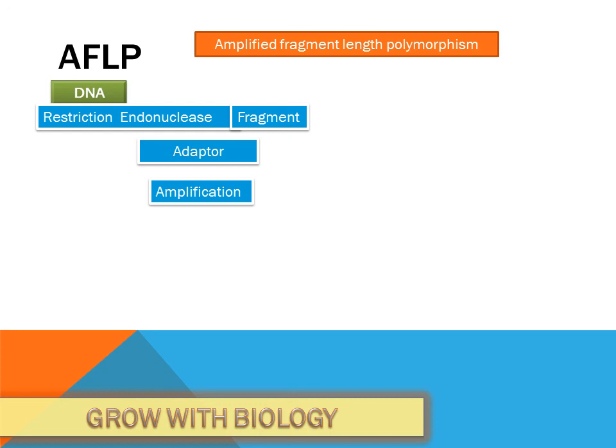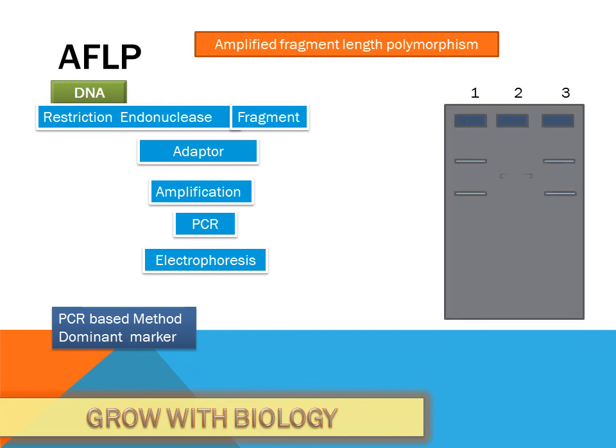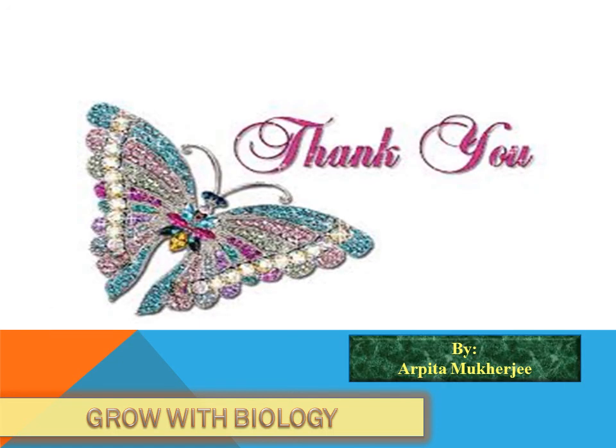But when we have added the adapter, we know some of the sequences, because the adapter is lab made genetic material. So after that we know the sequences, and that sequence will help us to design the primer. So only specific amplifications will be done by PCR, and then again we do the electrophoresis. Again this is a dominant marker, and it is PCR based. Thank you.